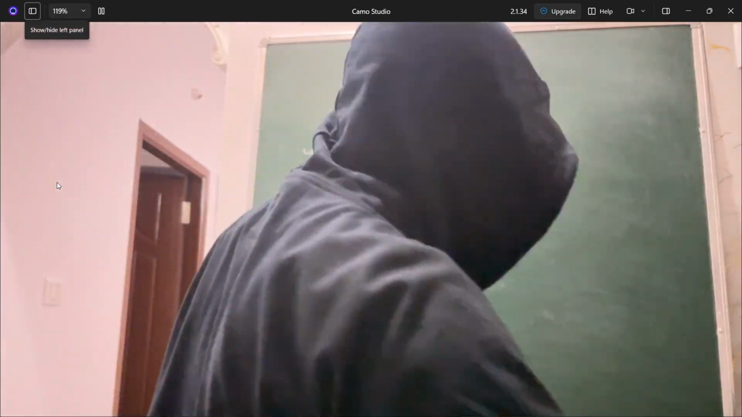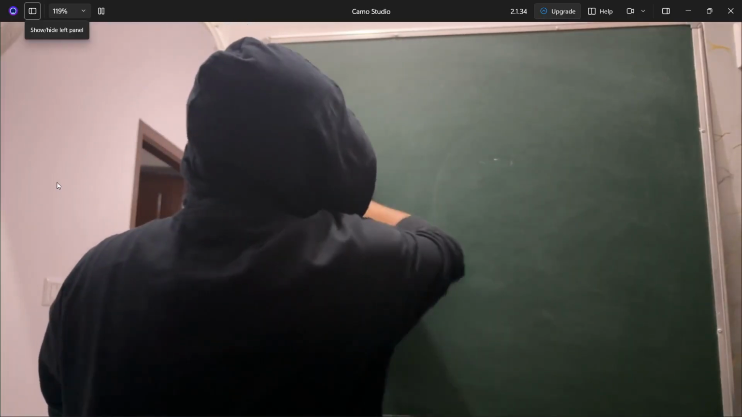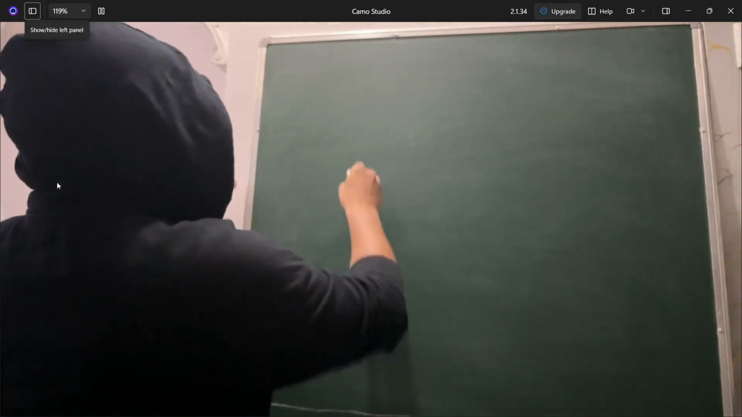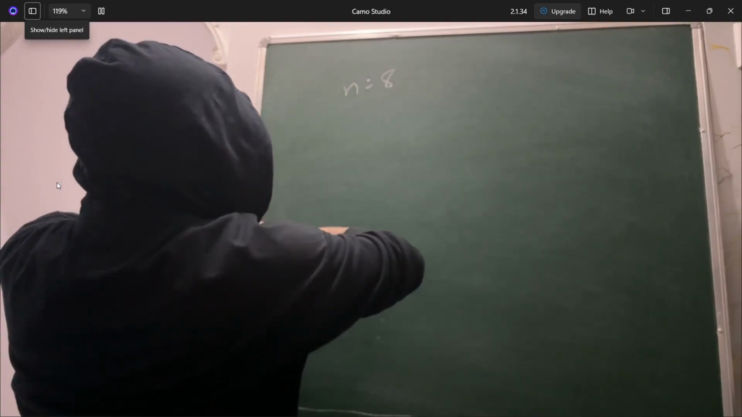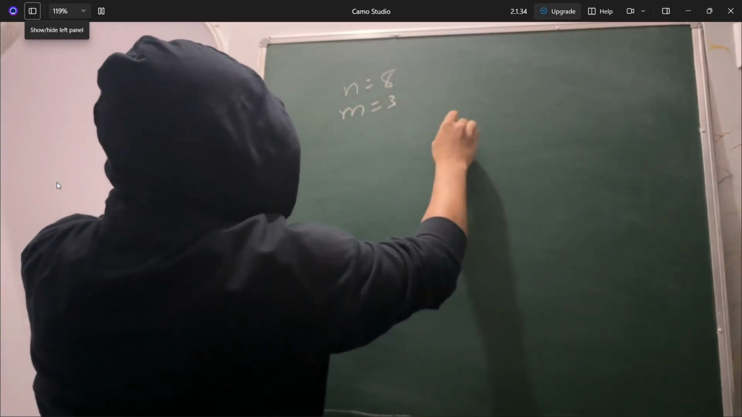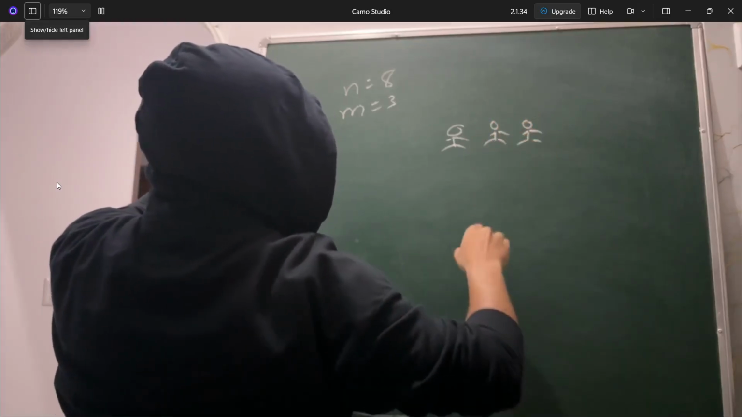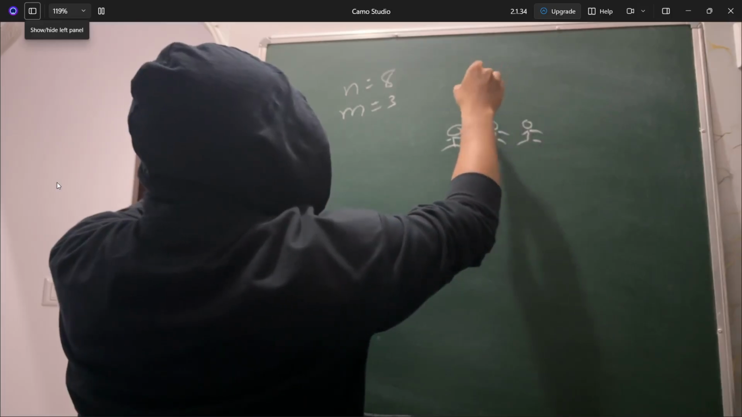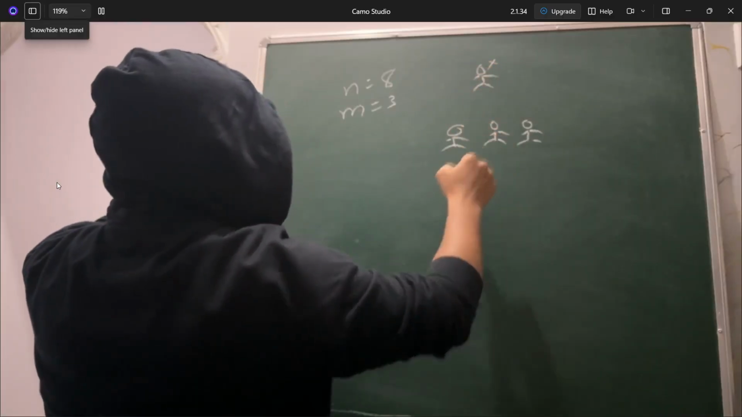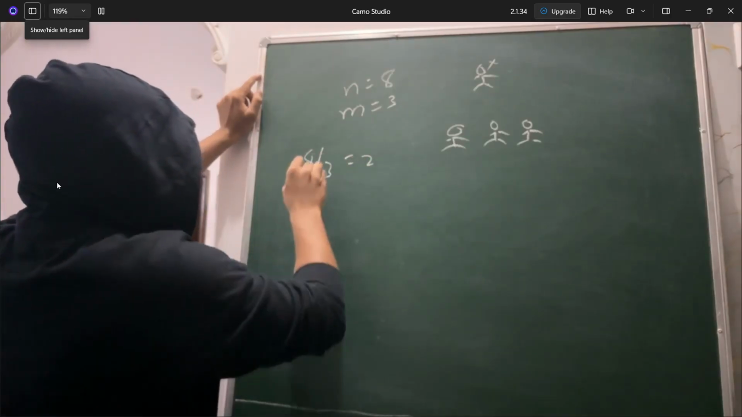In the problem they have not clearly said you'll have to distribute all the candies, but from the fourth example I came to know that we'll have to distribute all the candies. So n is 8, basically Chef has 8 candies. M is the number of friends he has, 3 friends. Chef is one more guy, but he will not take any candy. Whatever candy he has, he will have to distribute. So if you do 8 by 3, this will give us 2 as our answer, right?